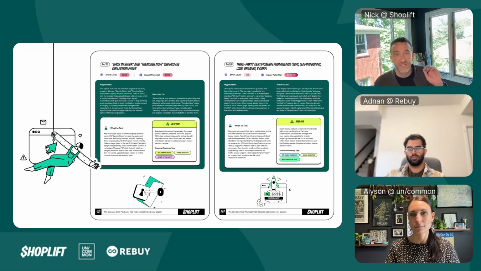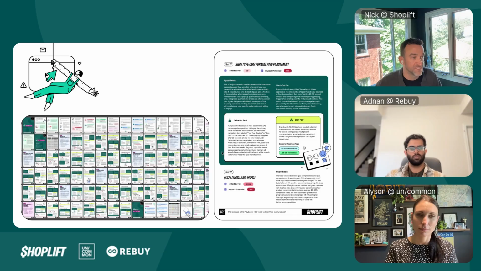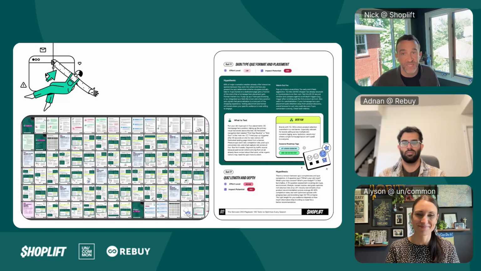Title of the idea, effort, impact. What is the hypothesis? What to watch out for when you're running this test? How to actually run this test? And then what types of skincare brands or seasons of the year are these tests best for? This is a zoomed out view. I'm not kidding when I say this playbook is dense. It's meaty. This team worked really hard on it, so I hope you love it.